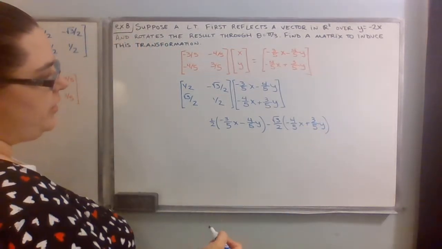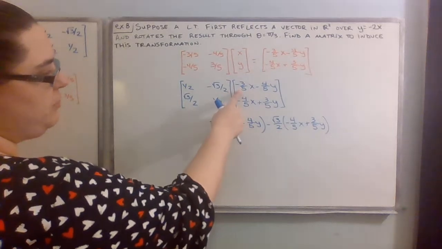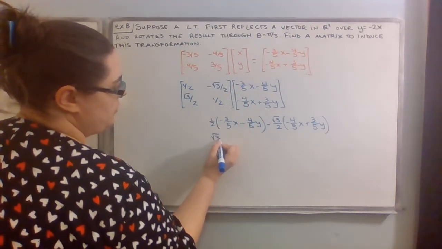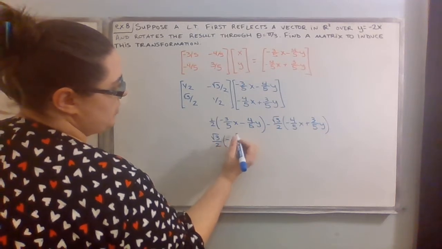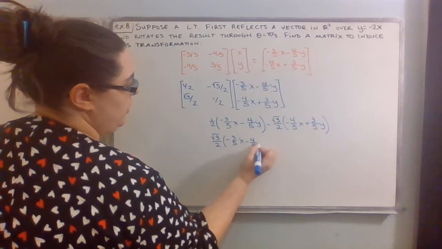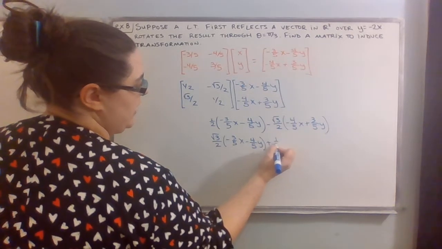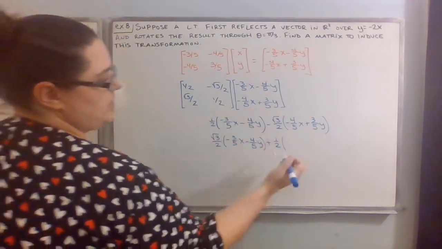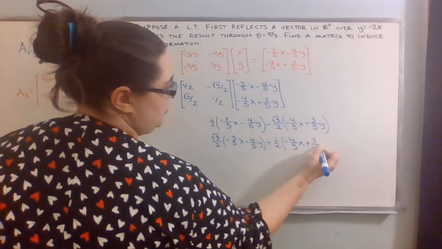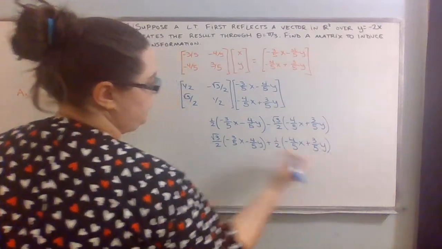Okay. Then this one times the top, and then 1/2 times the bottom. So we're going to get root 3 over 2 times negative 3/5 x minus 4/5 y plus 1/2 times the second one. So negative 4/5 x plus 3/5 y.